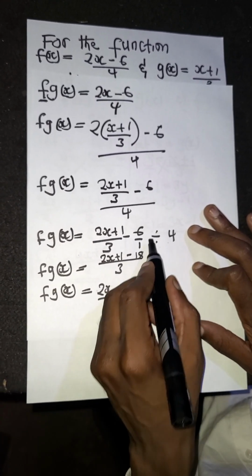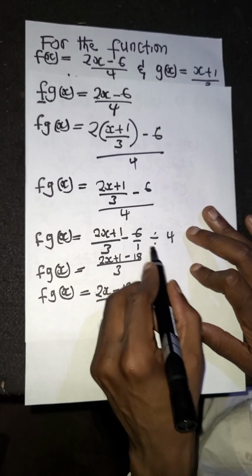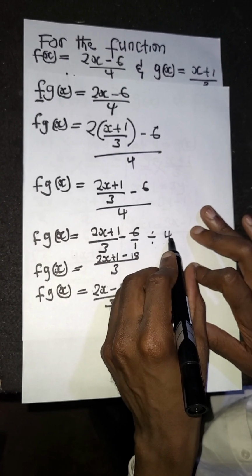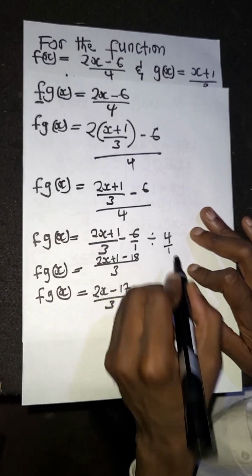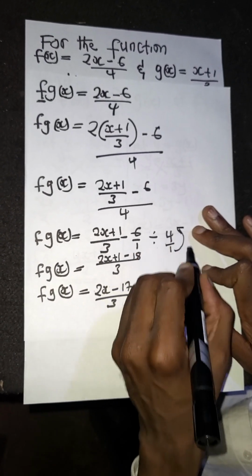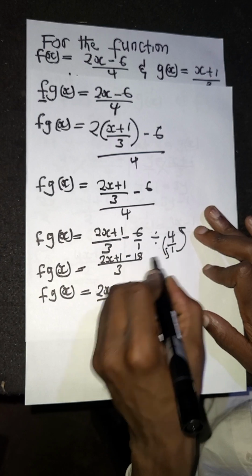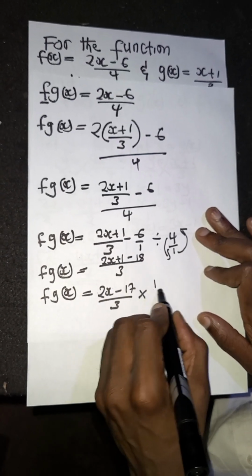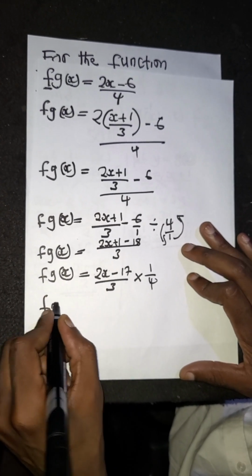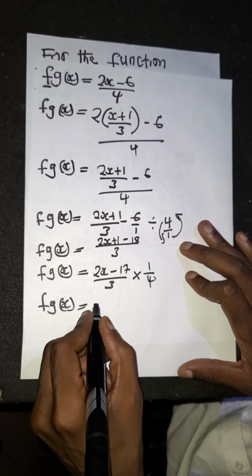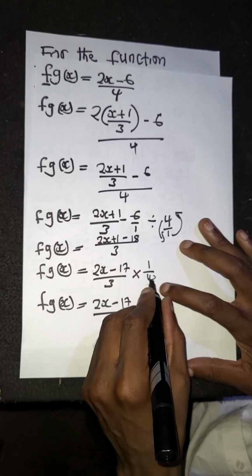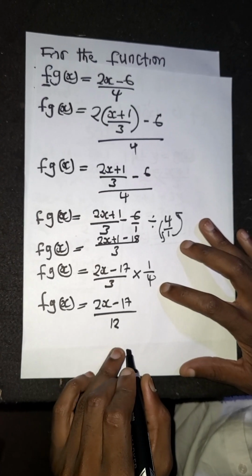Now, every time we're dividing, we can reciprocate. We can change that sign to multiplication. And therefore, we'll also write the reciprocal of 4. When we change the sign to multiplication, the denominator becomes the numerator and the numerator becomes the denominator, meaning I'll write this as 1 over 4. So therefore, fg of x is equal to (2x minus 17) over, we multiply down there, that gives us 12.